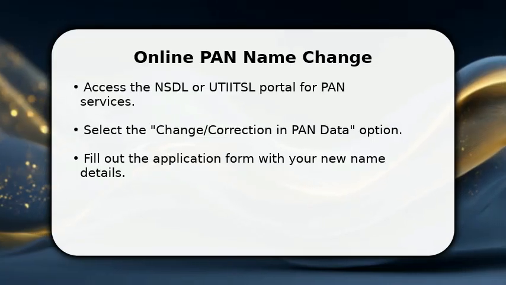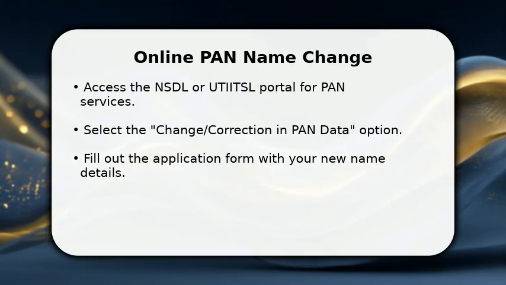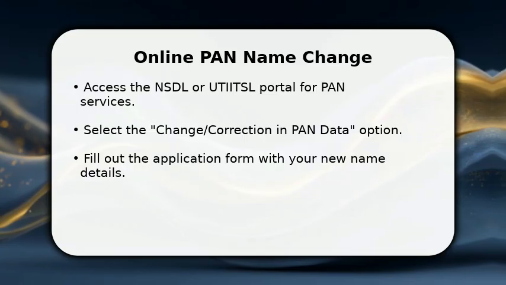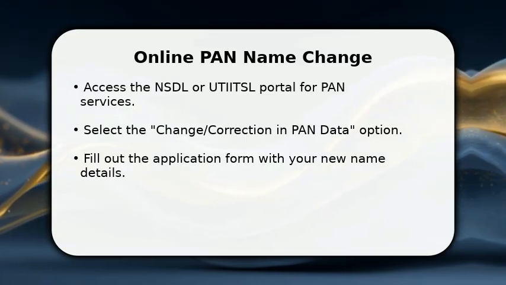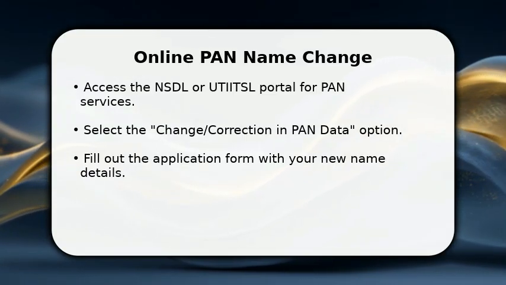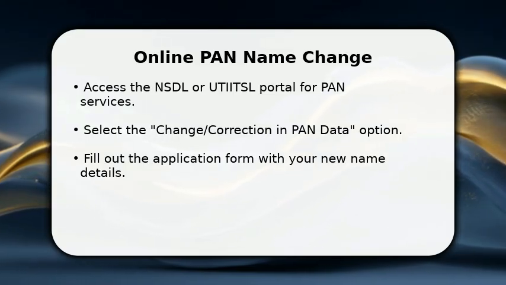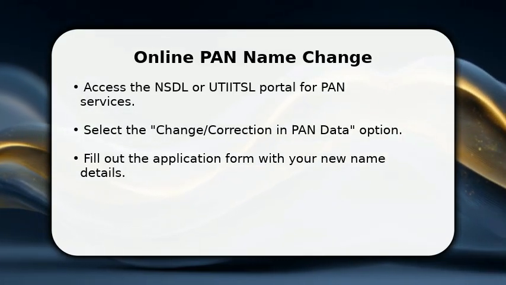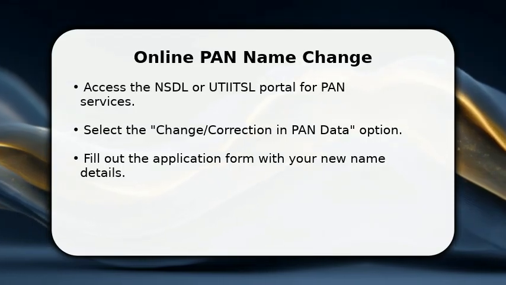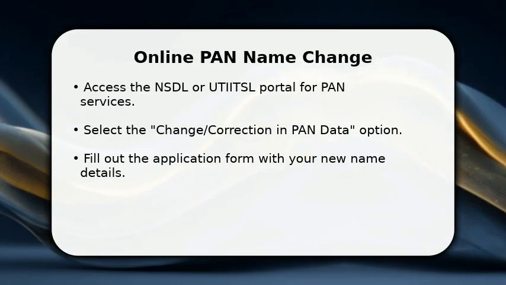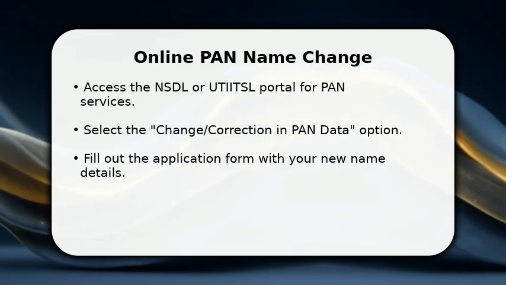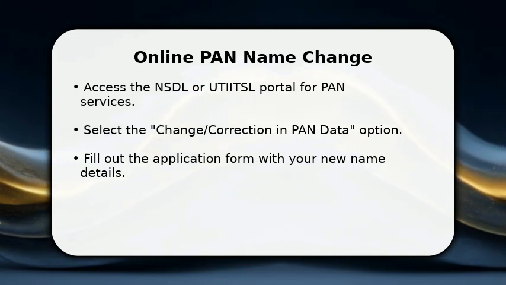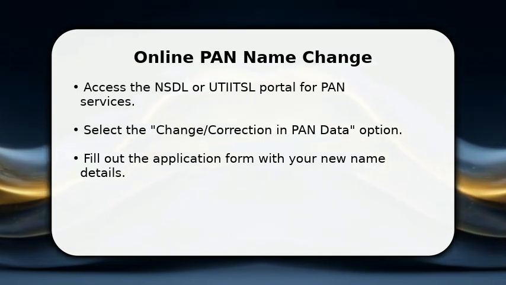In this video, I will explain how to apply for a name change in your PAN card online. First, navigate to the official NSDL or UTIITSL website, which are the authorized portals for PAN services. Once there, locate and select the specific option for Change/Correction in PAN data. This will lead you to the application form where you'll accurately enter your updated name and other required personal information. Ensure all details match your supporting documents to avoid any processing delays.